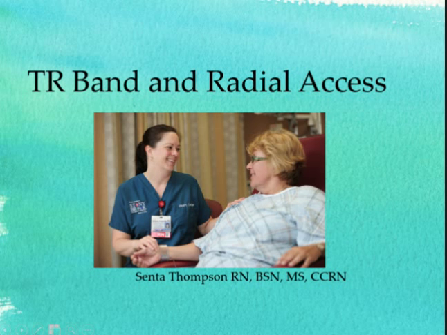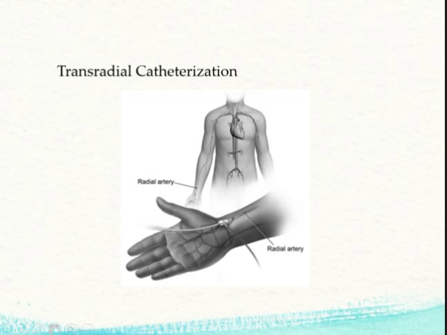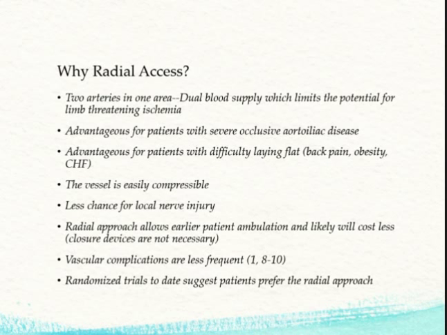All right, so now we're going to talk a little bit about TR bands and radial access. So why would you want to use radial access? Well, there's several reasons. One, there's two arteries in one area, so you have a dual blood supply. If you have a patient who has femoral arteries that are less than optimal, or say they have severe occlusive aortoiliac disease, then you can use their radial artery. Or if you have your COPD or your CHF patients that can't lay flat.